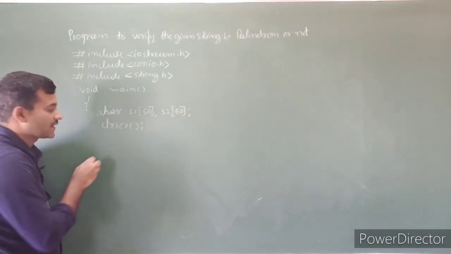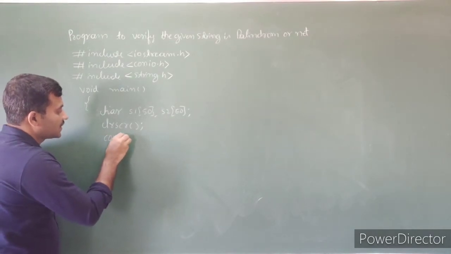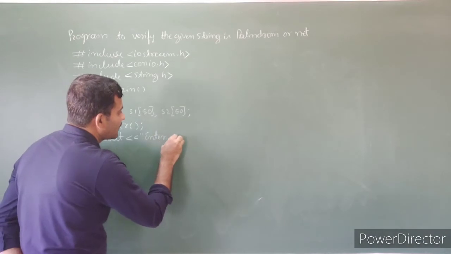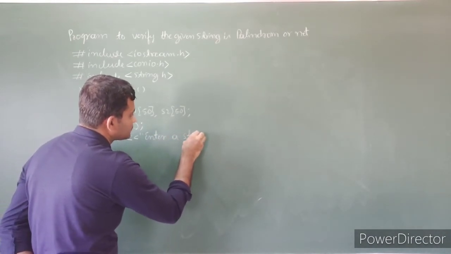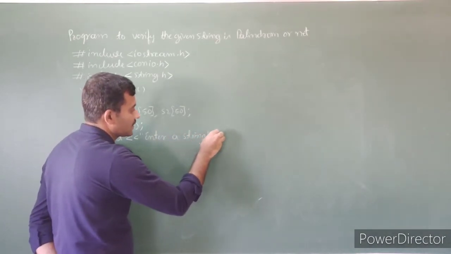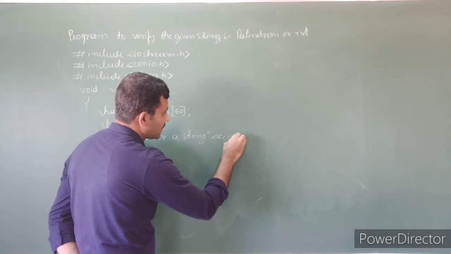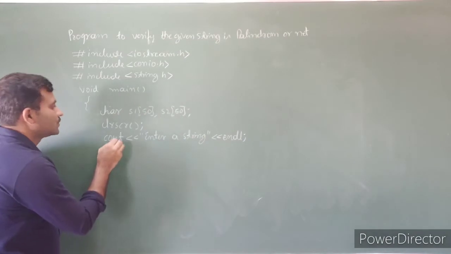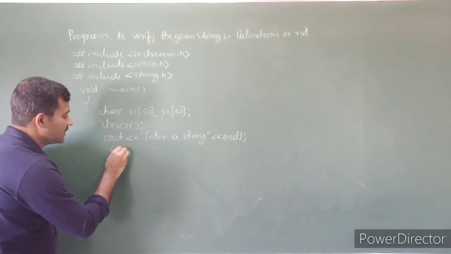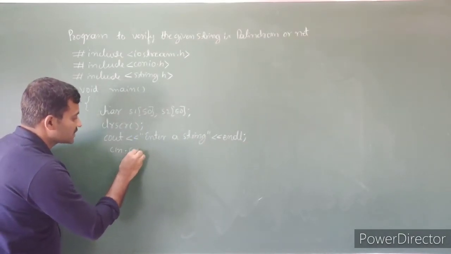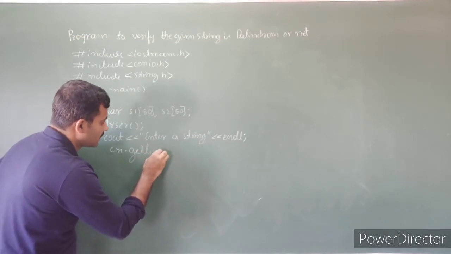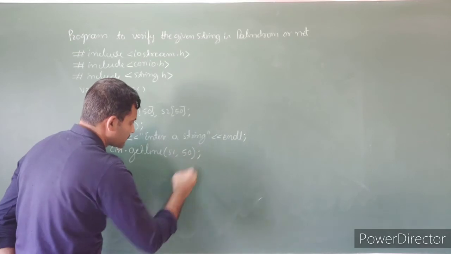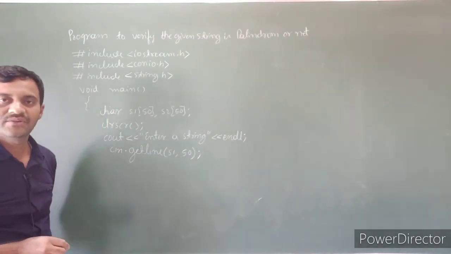clrscr to clear the screen. Then insert an output statement: "Enter a string". It is a string represented in double quotation. Move on to the next line, insert endl. To read a string, we use cin dot the function getline of s1 comma the number of characters, that is 50. s1 comma 50.